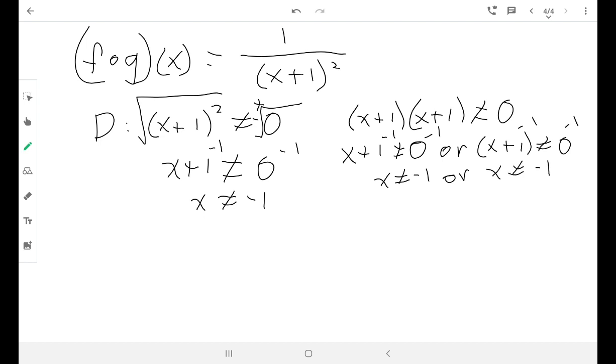So it's actually x cannot equal negative 1 twice, but it's a semantic thing at this point because we're just trying to describe the domain, and it doesn't matter how many times x cannot equal negative 1 in the domain. All we care about is that the domain is that x cannot equal negative 1. So there we have that.